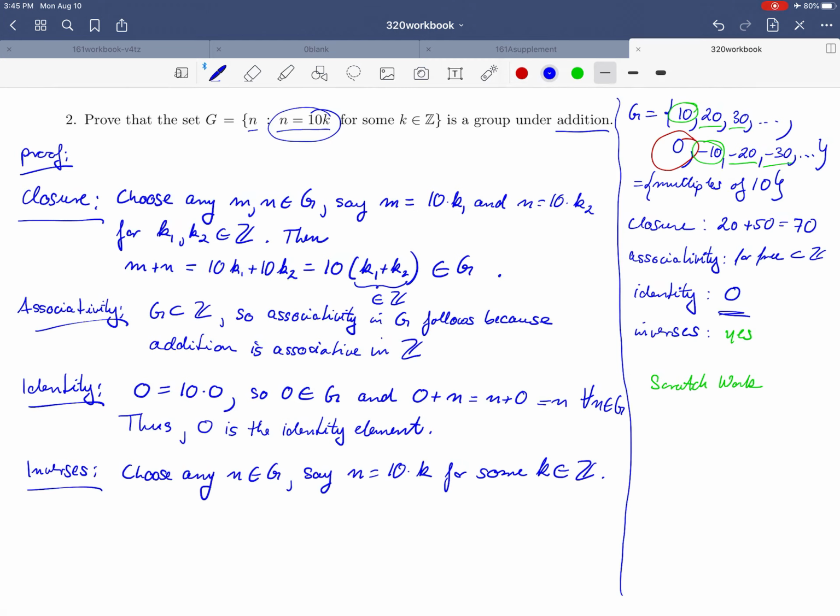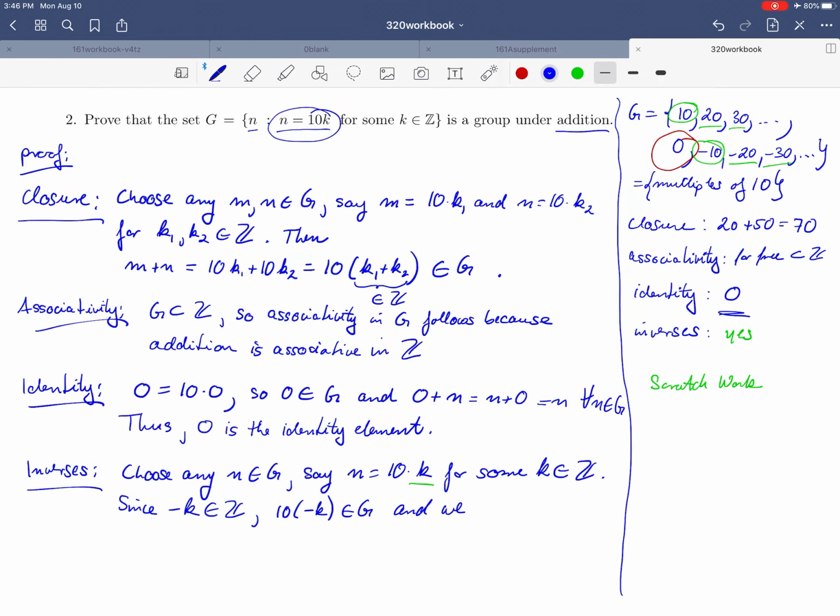And so what is the inverse? What do we propose is the inverse? Well, for 20, the inverse was minus 20. For 30, the inverse was minus 30. So for this k right here, that needs to be minus k, and that gives us our inverse. So let's write that down. Since minus k is also in Z, and 10 times minus k is in G, so minus k is in Z, then 10 times minus k is in G.